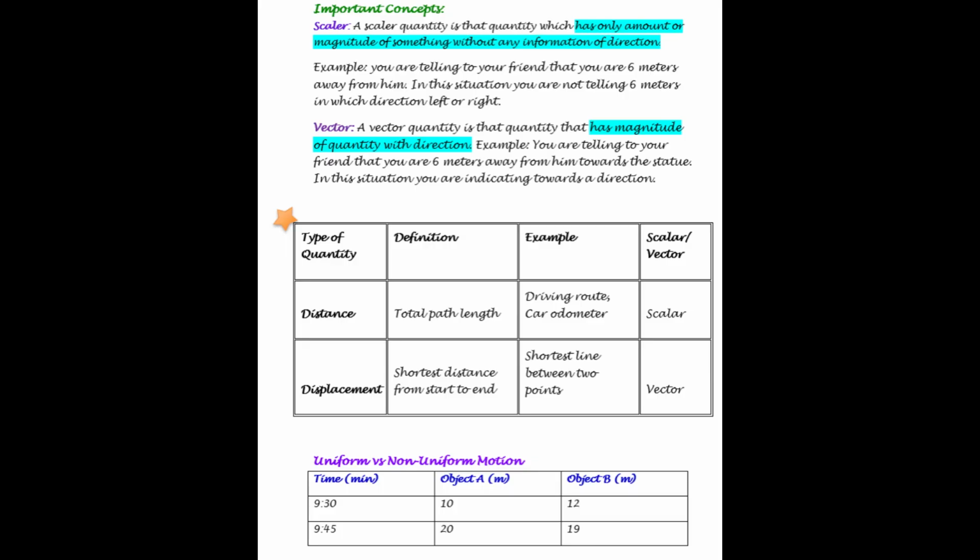Distance and displacement. Distance is the total path length covered. It is always scalar. Displacement is the shortest straight line distance between the initial and final positions. It is a vector. For example, if you walk 5 kilometers east and then come back 5 kilometers west to the starting point, your distance is 10 kilometers, but your displacement is 0.